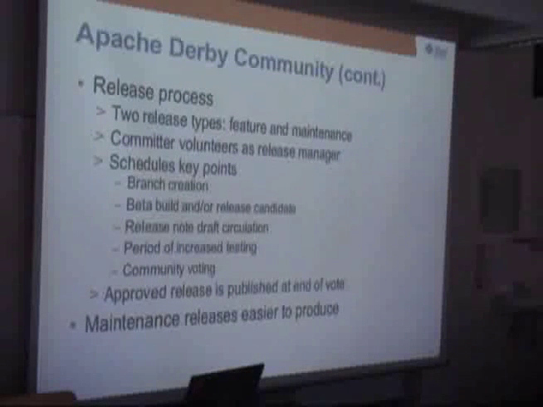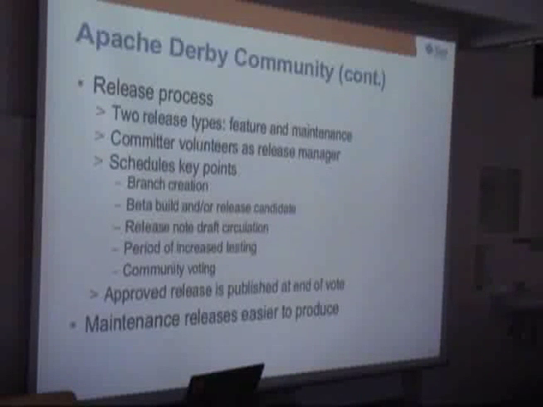Being part of Apache, we have a well-defined release process, and there are two types of releases. There's a feature release and there are maintenance releases. They both start out by a committer volunteering to be the release manager, and the manager then schedules key points. It is the branch creation, which involves a slight period of code freeze, followed by a beta build and the release candidates. And then the draft of the release notes are circulated for commenting.